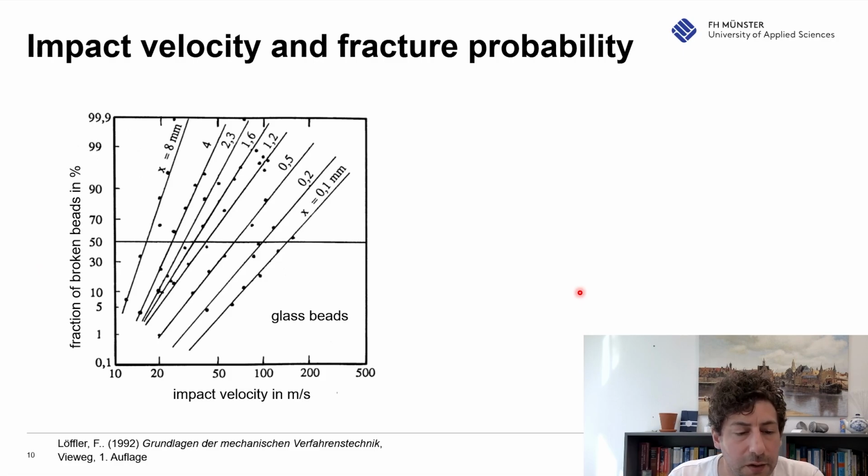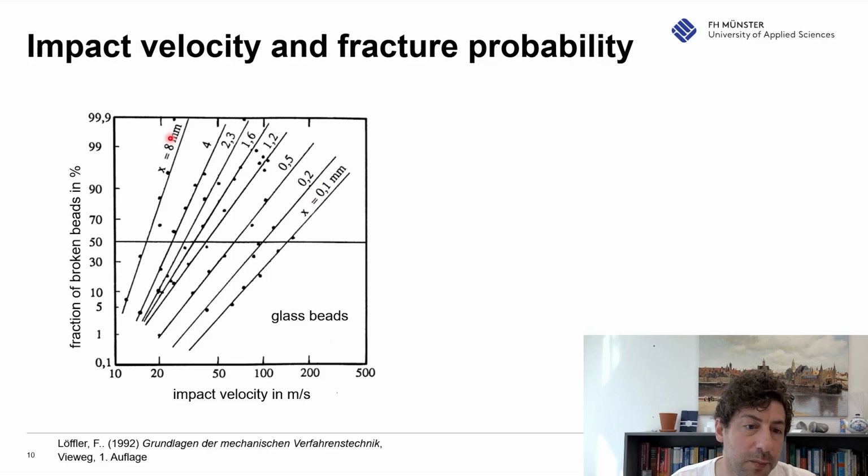And here it's a quite nice diagram, because in this diagram you see glass beads, and the glass beads are shot onto a wall, and then they break. And multiple of these glass beads are shot, and then the fraction of broken beads is counted. So for different sizes and different velocities.